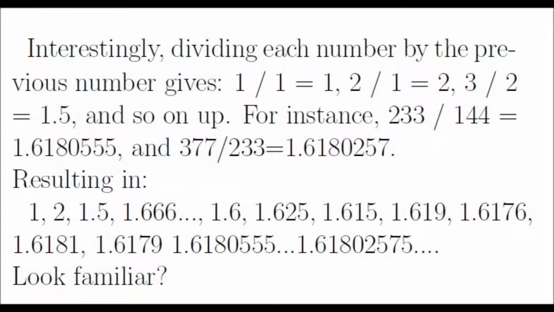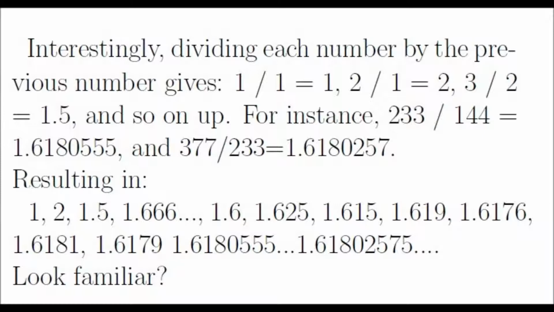Interestingly, dividing each number by the previous number gives 1 divided by 1 equals 1, 2 divided by 1 equals 2, 3 divided by 2 equals 1.5, and so on, up to 233 over 144 equals 1.6180555, 377 over 233 equals 1.6180257, etc.